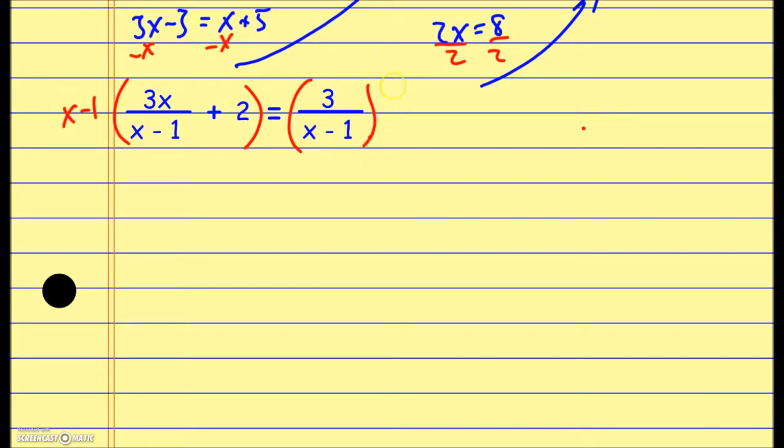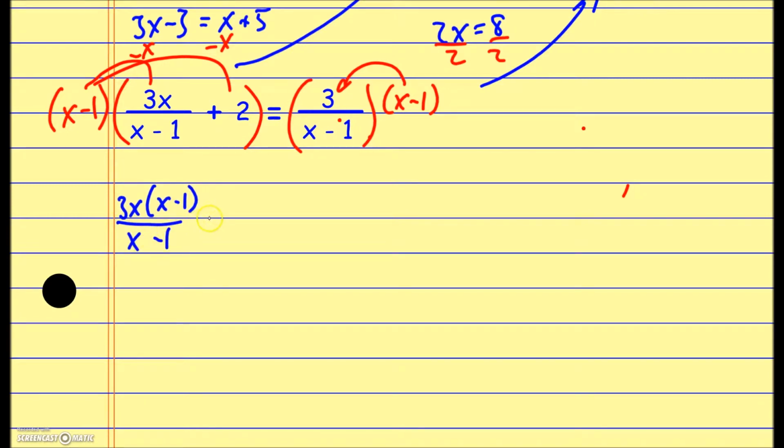Whatever I do to one side, I have to do the other side, so I'm going to multiply this side by x minus 1, all right? Over here, I have to distribute to each of these. And a nice way to think of this might be an easier way to think of it. I just write it all as one fraction, as a 3x and then the x minus 1. Kind of leave it in factored form over the x minus 1.